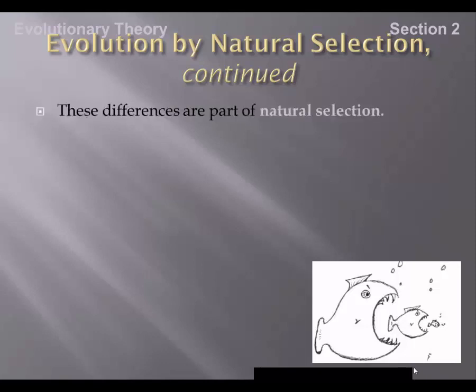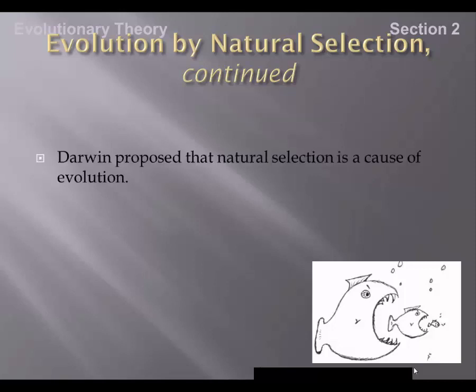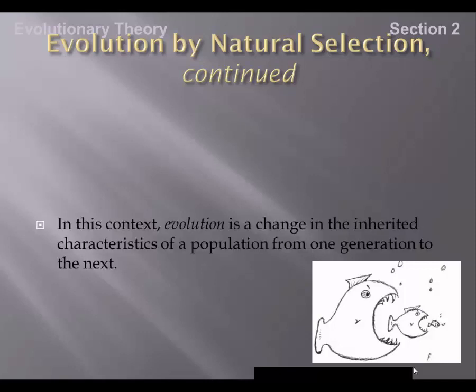The differences that he saw were parts of natural selection. He proposed that natural selection is the cause of evolution. When we're talking about this context, we're talking about evolution as being the change in the inherited characteristics of a population from one generation to the next.